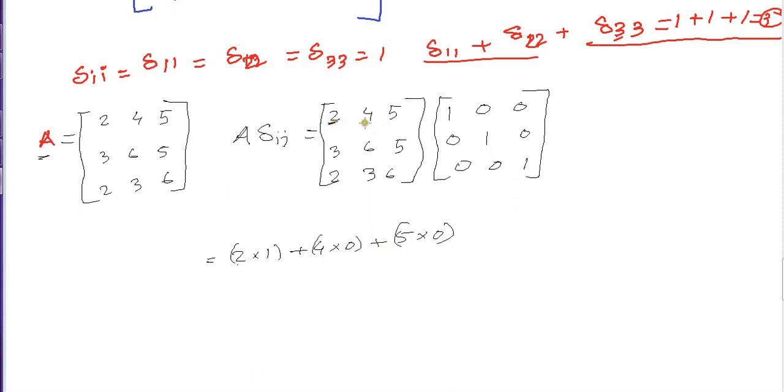The same way we can get this: 4, 5, 3, 6, 5. So you get it again: 2, 4, 5, 3, 6, 5, and 2, 3, 6. So we get the same thing, right? Yes.